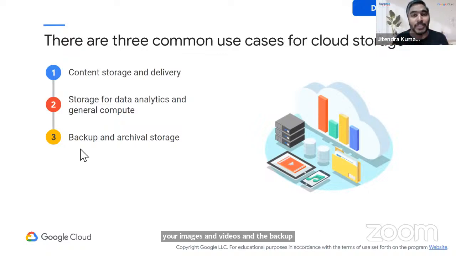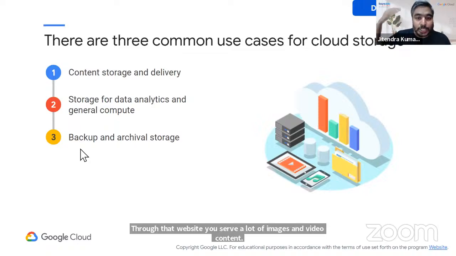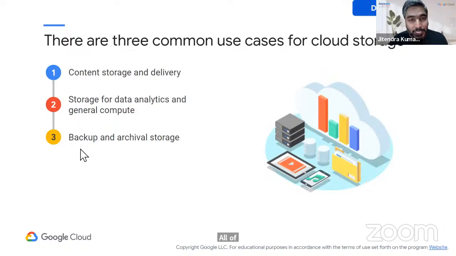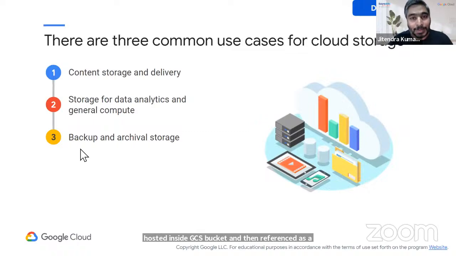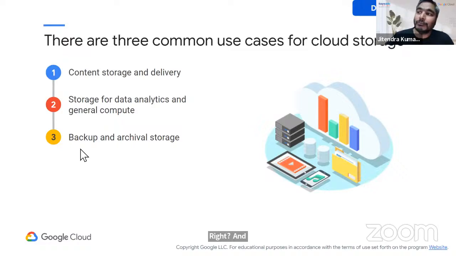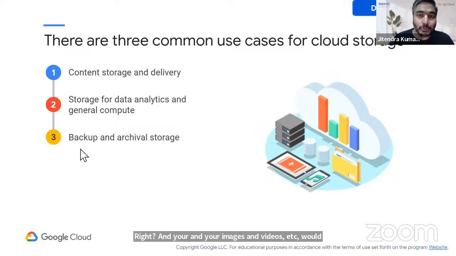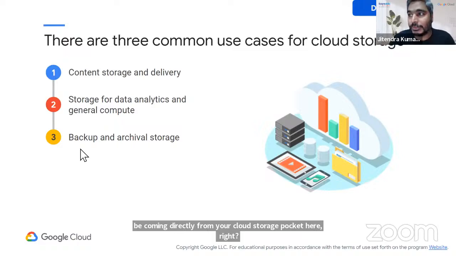Imagine you have a website which is example.com, right? Through that website, you serve a lot of images and video content. All of that images and video content could actually be hosted inside a GCS bucket and then referenced as a unique URL for every object in your HTML page, right? And your images and videos, etc., would be coming directly from your cloud storage bucket here, right? So this is your first very important use case you could think about.